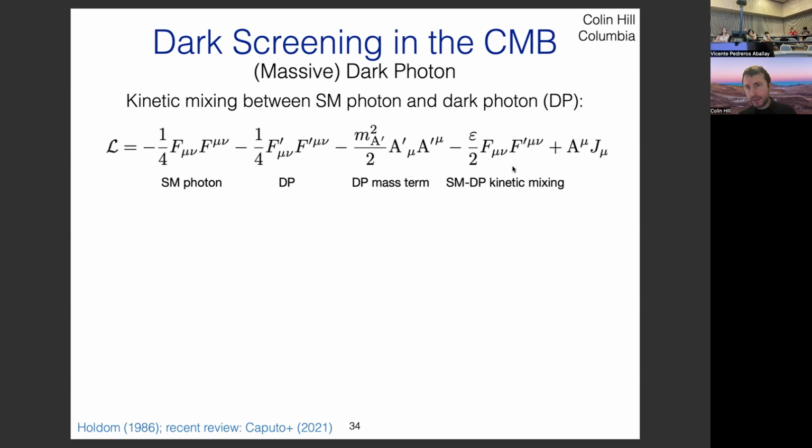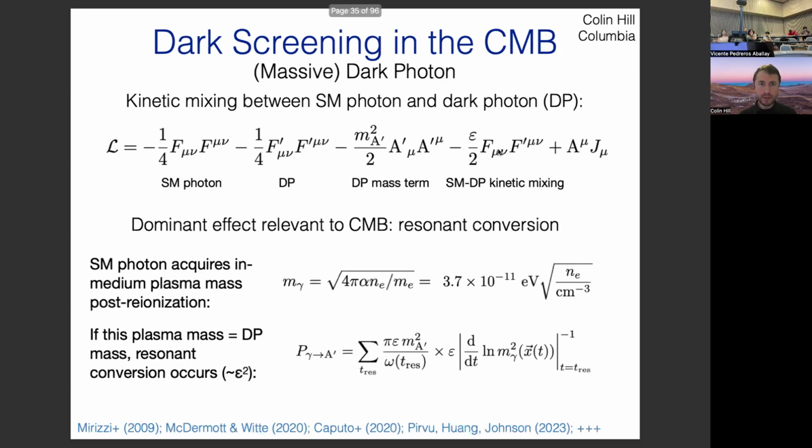And then the mixing between the standard model photon and the dark photon is this F prime term here, which has a dimensionless coupling epsilon that we're going to try to constrain. So we're looking for a kinetic mixing between the standard model photon and the dark photon. So what happens is that we're thinking about photons propagating through the universe.